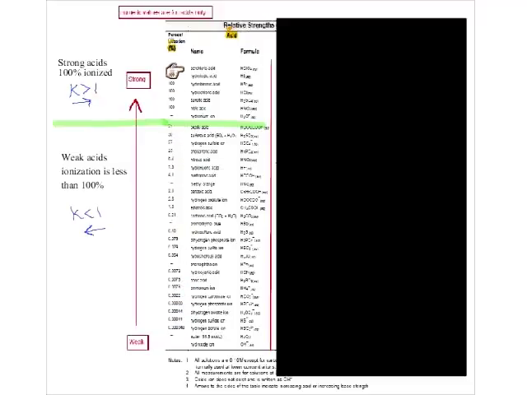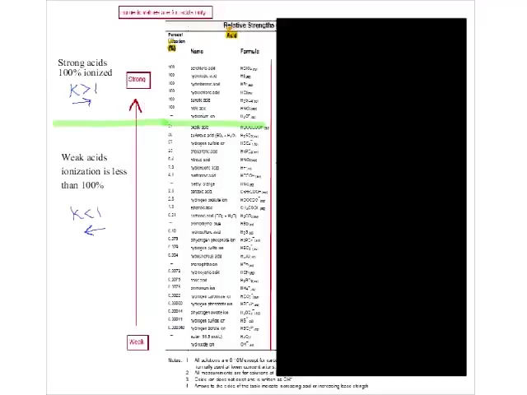So if I was comparing, say, vinegar, ethanoic acid, with the hydrogen sulfite ion, I know that vinegar is a stronger acid. It's not a strong acid. It's stronger than HSO3-. All right, be very careful with that. It's only a strong acid if it's 100% ionized.